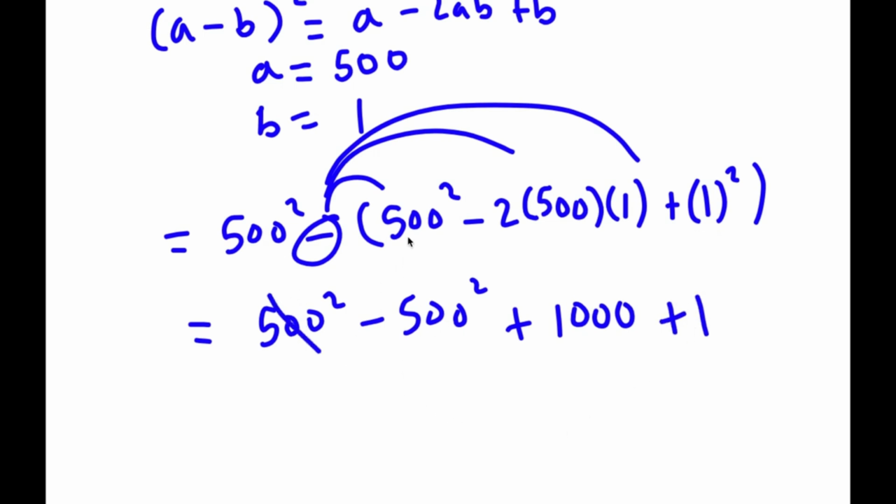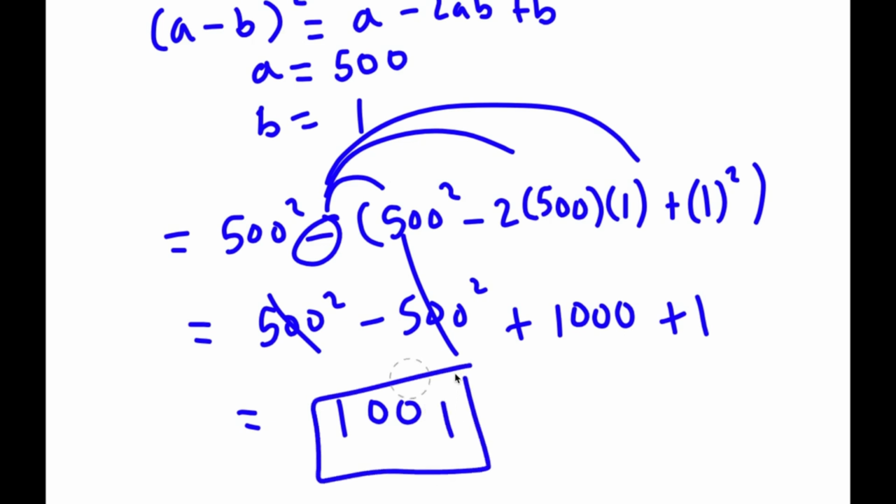Now 500 squared and 500 squared, these two cancel out, and I'm left with 1,000 plus 1, which is simply 1,001. So 1,001 is my answer.